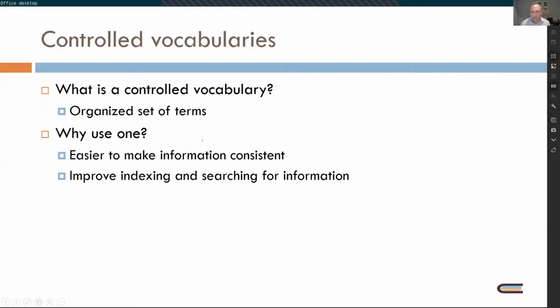So to start off with, what is a controlled vocabulary? Basically it's just an organized set of terms that you can use. And we'll show some examples, and I think that'll make more sense. As far as why to use any of these, the reasons that I see that make them nice are that it makes it easier to make the information consistent if everybody's working off of the same set of terms for a certain field. And then for search, it makes it a lot easier to do the indexing and to do faceted search compared to just free text fields.